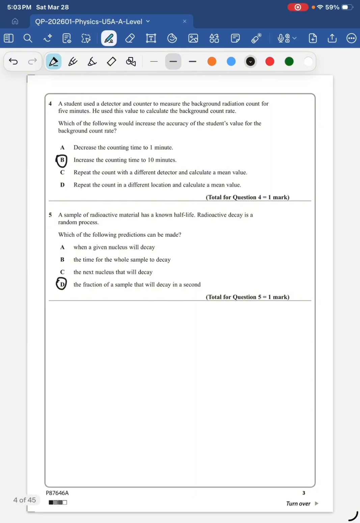Because the radioactive decay law tells you that N is N naught e to the minus lambda t. Therefore, the fraction of the sample that will decay is N over N naught, and it can be calculated by just finding the value for that exponent, okay?